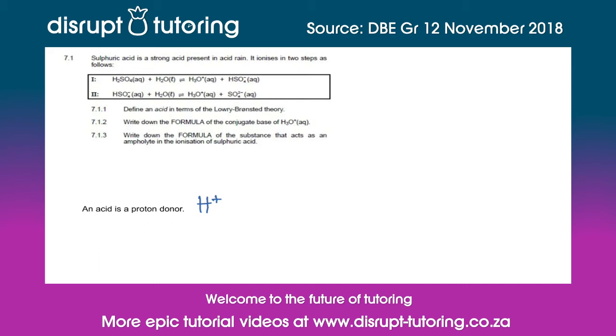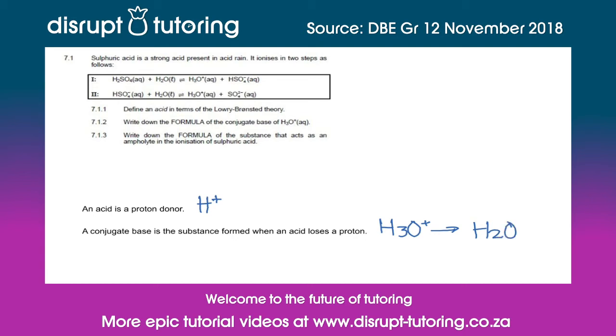The second question asks us to write down the formula of the conjugate base of hydronium, so the hydronium ion, H3O+. Recall that a conjugate base is the substance formed when an acid loses a proton. So if we remove a proton from the hydronium ion, it gives us H2O, which is water. So water is the conjugate base of the hydronium ion.